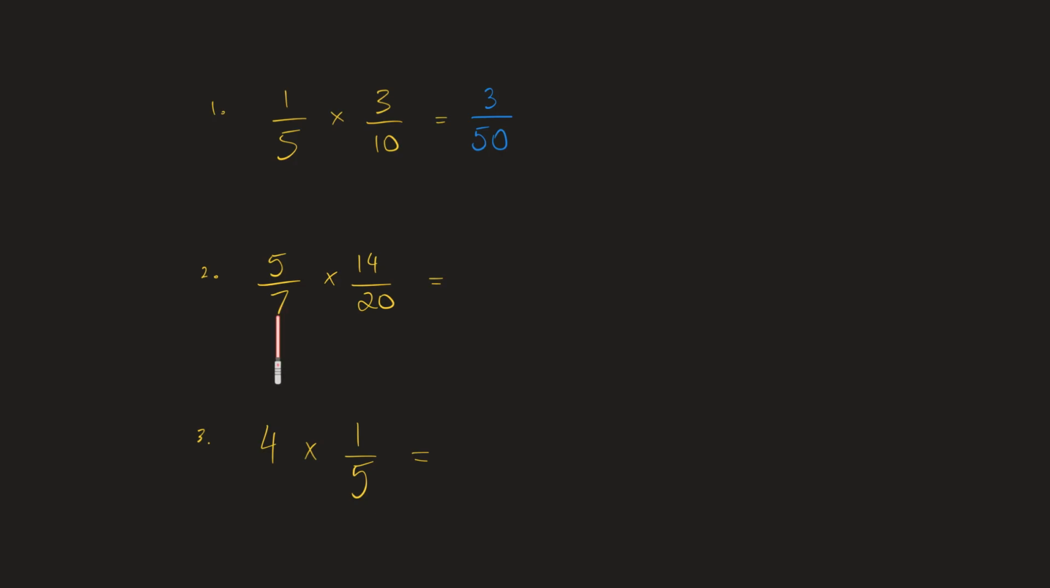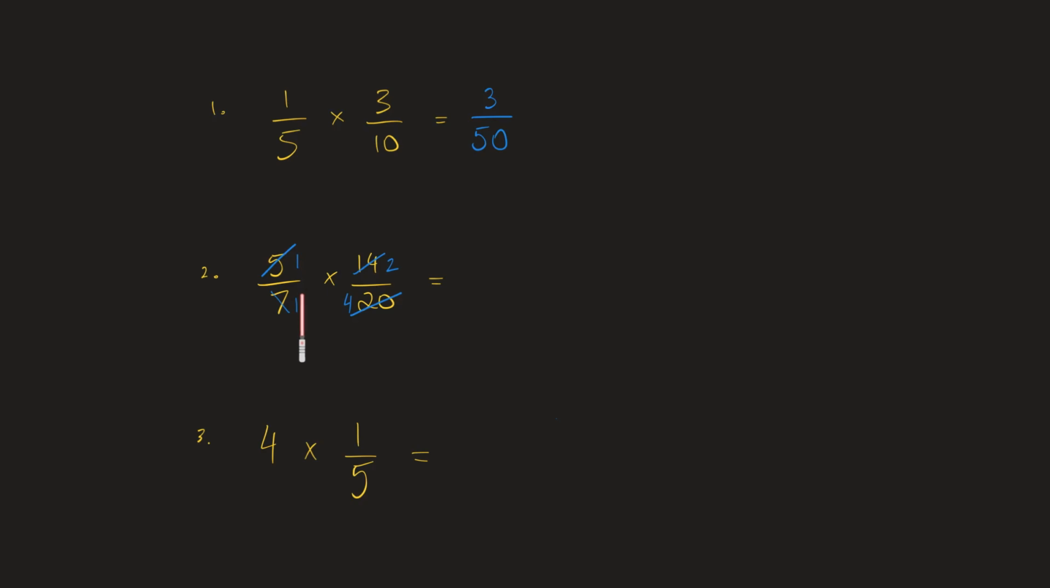With my second one, looking diagonally, I have 7 and 14. I can see that 7's common to both. So what I'm going to do is divide 7 by itself, which will give me 1. And 14 divided by 7 will give me 2. Now I look at the other 2 numbers, so 5 and 20. So again, 5 is a common factor of 20 and itself. So if I divide 5 by 5, that'll give me 1. And 20 by 5, it'll give me 4.